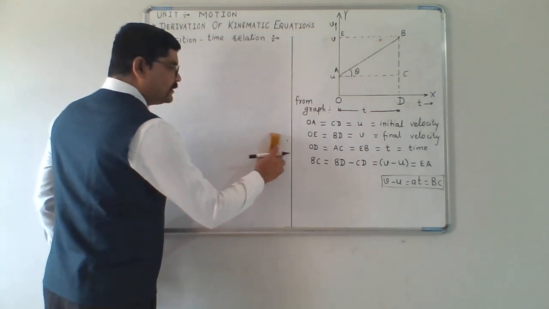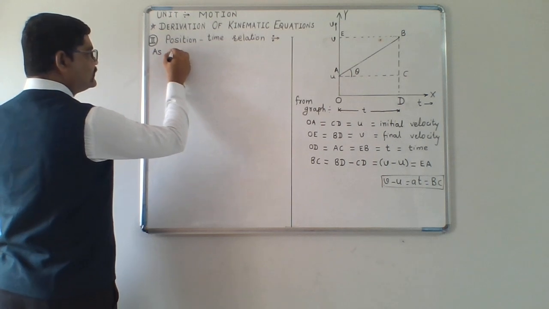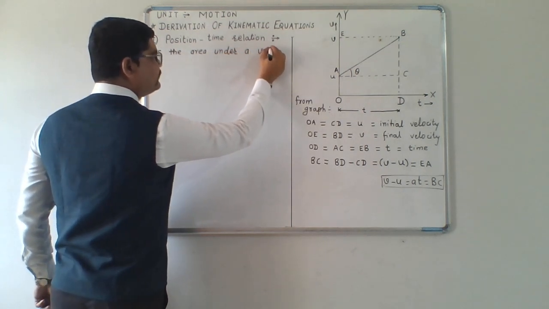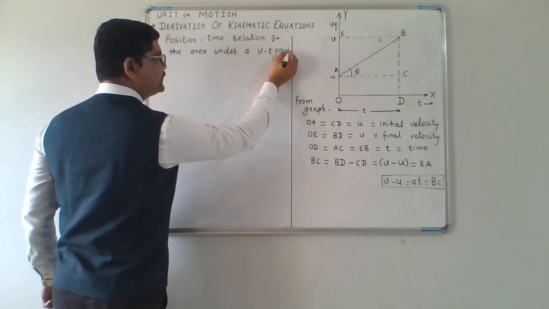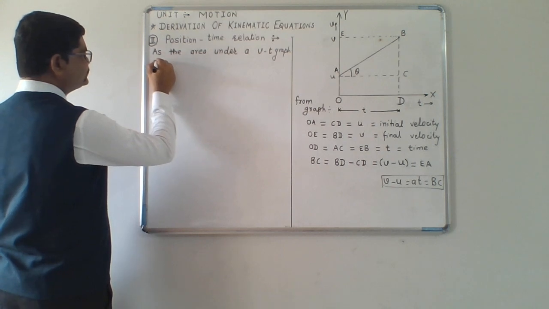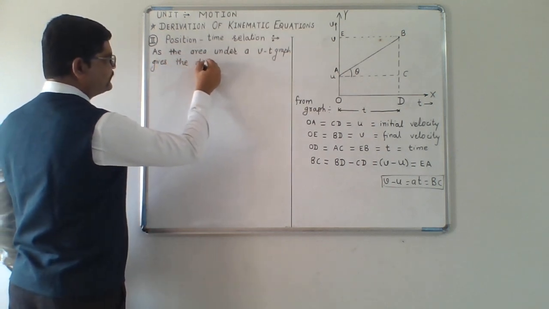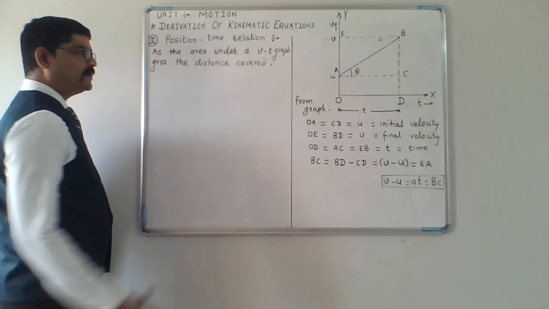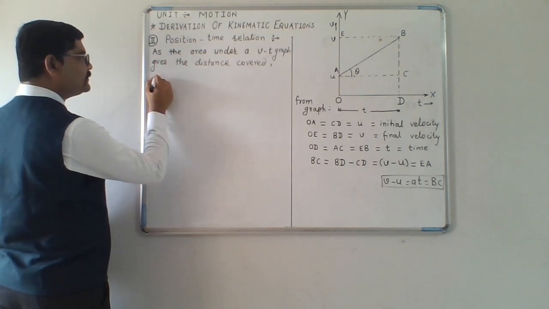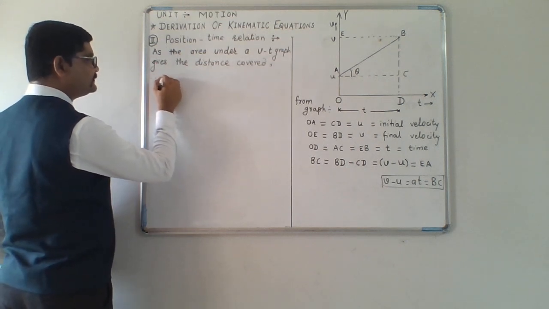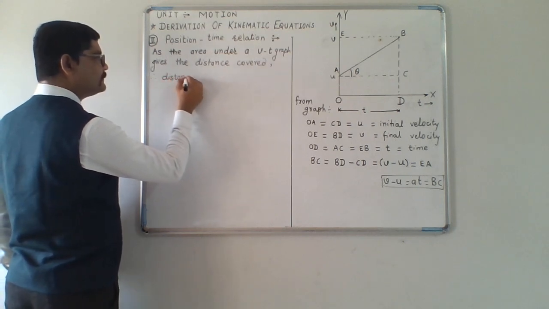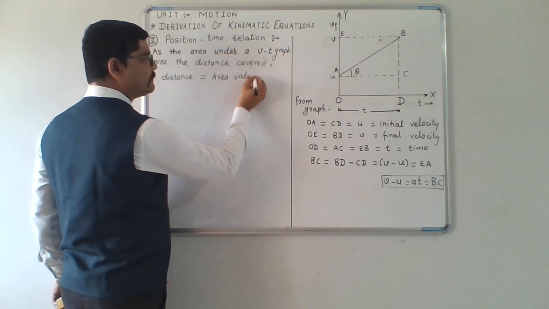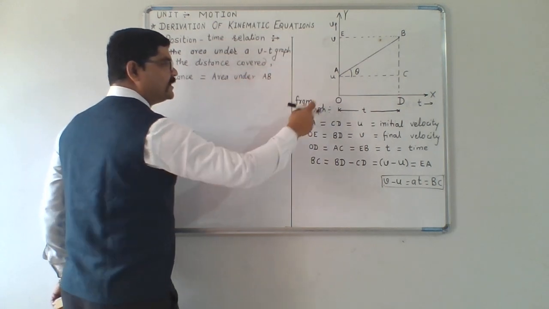So let us start with it. As the area under a VT graph, that is a velocity time graph, gives the distance covered by the object, hence we can write distance covered is equal to area under line AB.